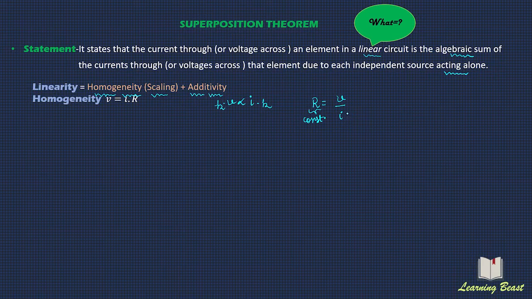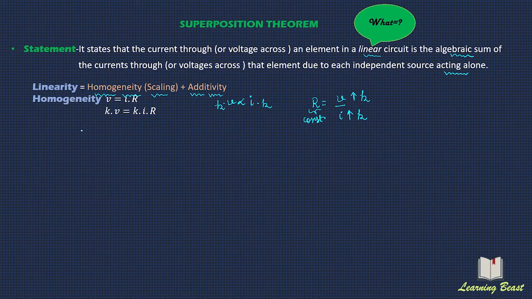if you scale the current by a factor k, or you increase the current by a factor k, then for resistance to be constant, this V should also increase by the same factor. So this can be written as, if we multiply the current by a factor k, then the output should also increase by the same scaling factor k.